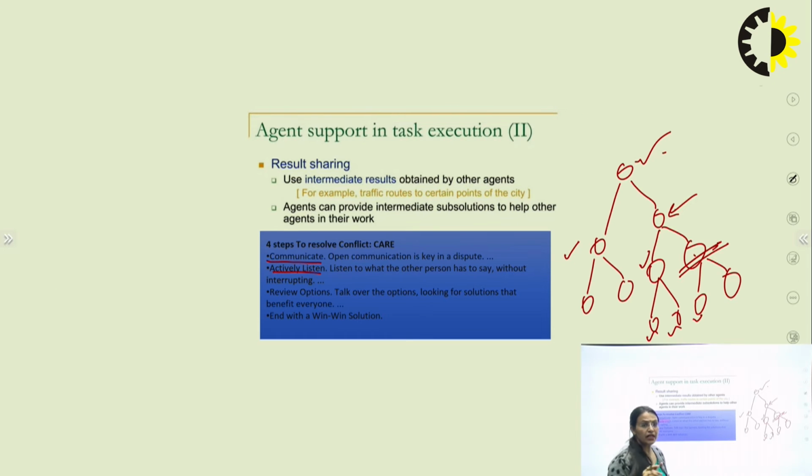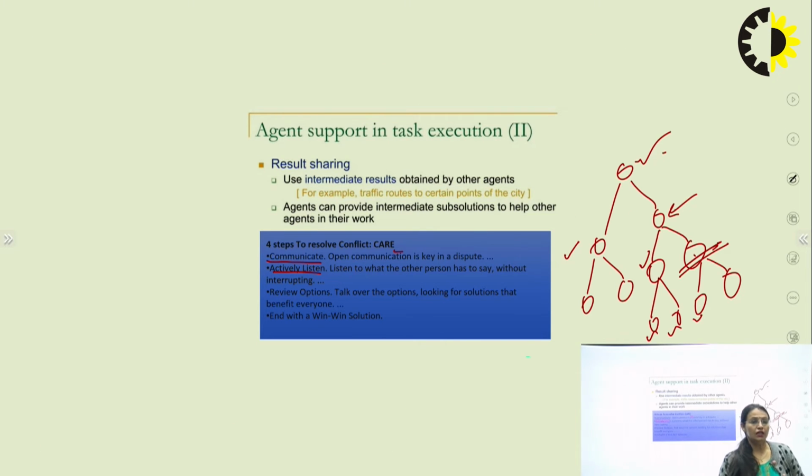The A is active listening between the agents. Then R is review options, that means after a conflict arises, the review is done in a very even and positive manner, and those options are taken up very positively and intelligently, because they are looking for solutions that benefit everyone. And finally, E stands for the end, when there will be a win-win situation for all of the agents. That means the profit is evenly distributed among all of the agents as well. In that case, the conflict has been resolved.